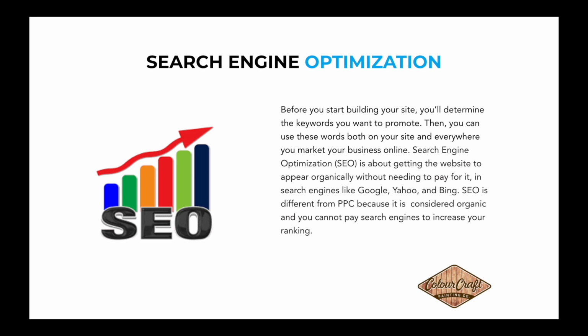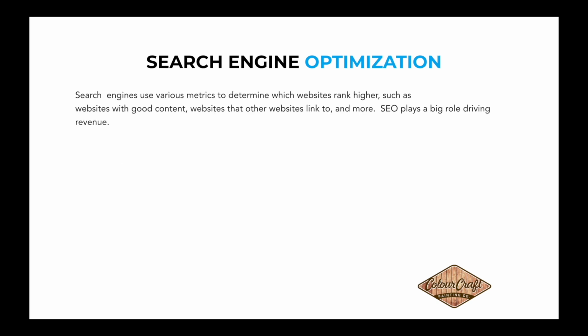It's all about optimizing and getting the website to appear organically without needing to pay for it. So versus pay per click, your website is just actually useful for people, so people show up there on their own and the algorithms are promoting the site for you. It's different from PPC because it is considered organic and you cannot pay for search engines to increase your ranking. Search engines use various metrics to determine which websites rank higher, such as websites with good content, websites that other websites link to, and a lot more.